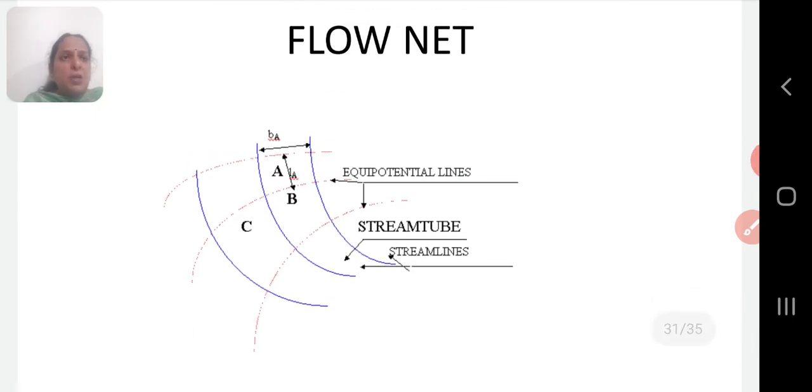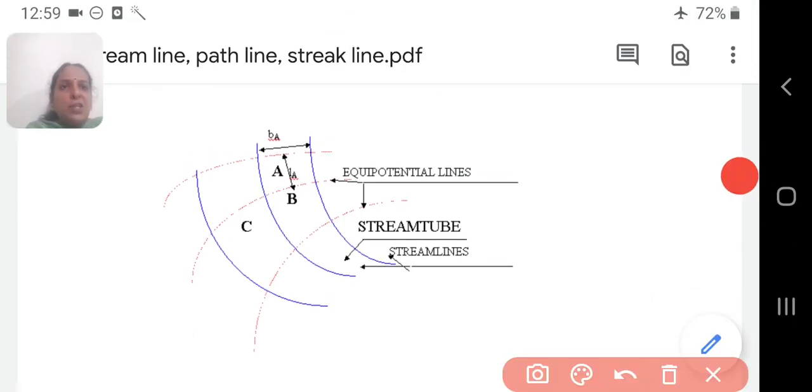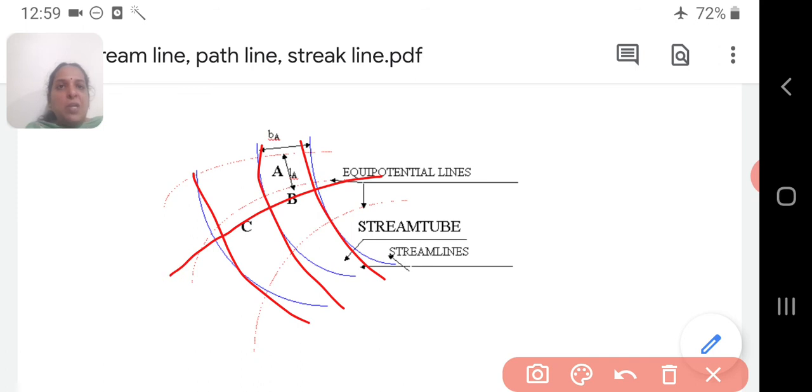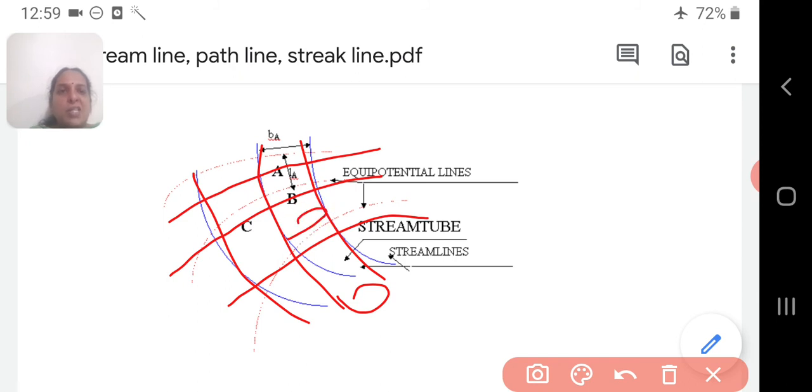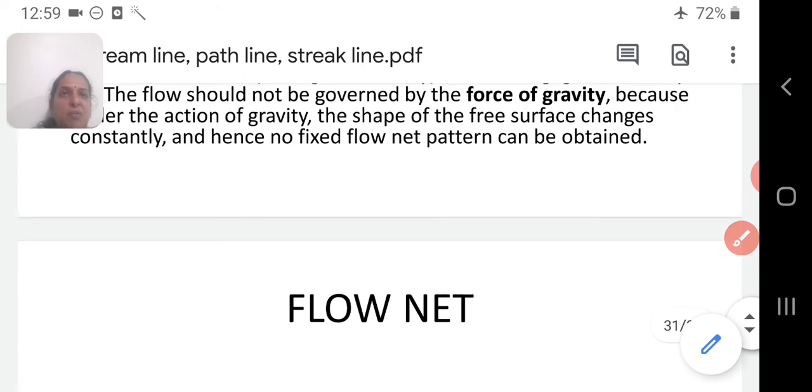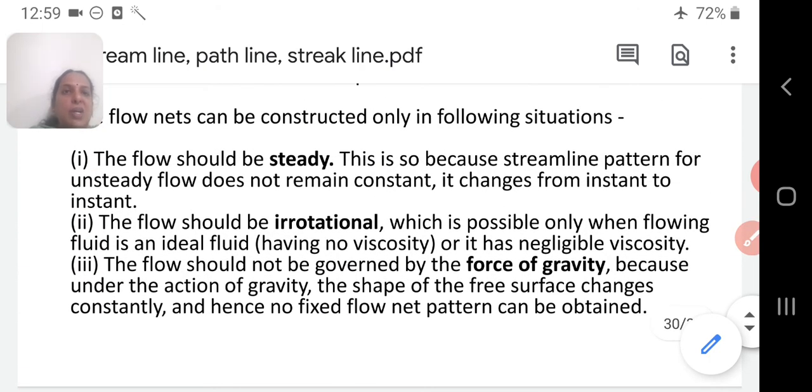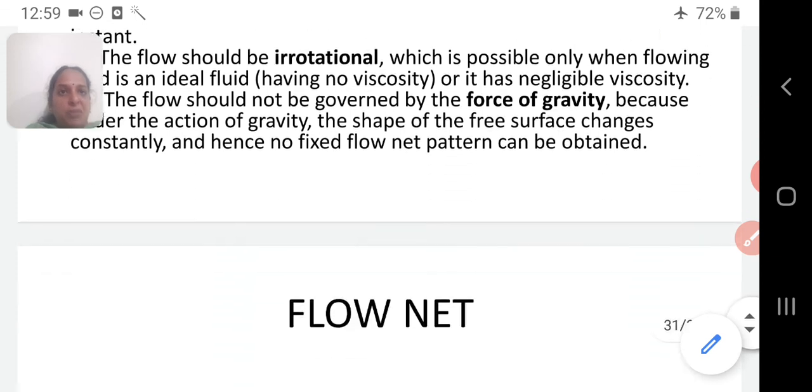So this is a flow net, as I already said. What happens is you have a streamline. So this is your streamline. When you draw the equipotential line, the equipotential line is always orthogonal to the streamline. We draw it up, and this will form a mesh. We consider each area as a stream tube. At any flow we can consider any point as a stream tube. This square mesh-like pattern is said to be a flow net. So this can be constructed in the case of a steady flow, irrotational flow, as well as where the flow is not governed by the force of gravity.